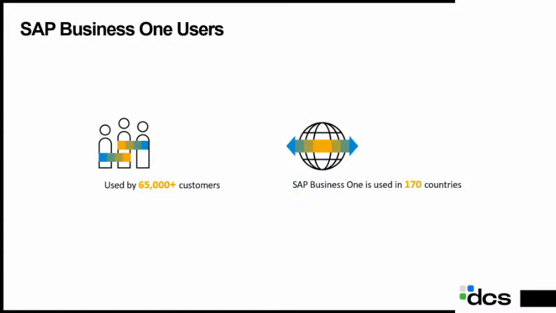Across the world, there are around 65,000 users of the platform, and it's used across 170 companies globally. The product also has around 50 localizations, and that essentially means that you can take the same tools and the same product and launch it in the UK in the same way as you could in the US or France.